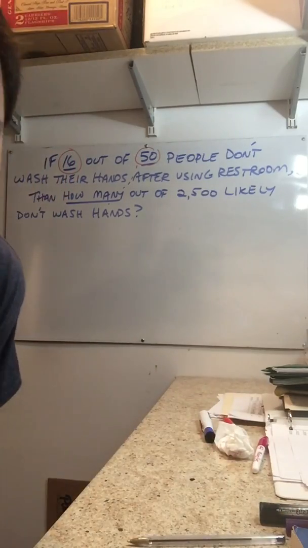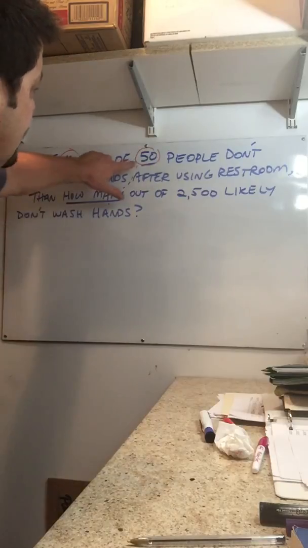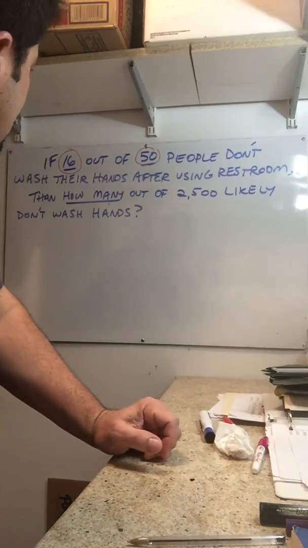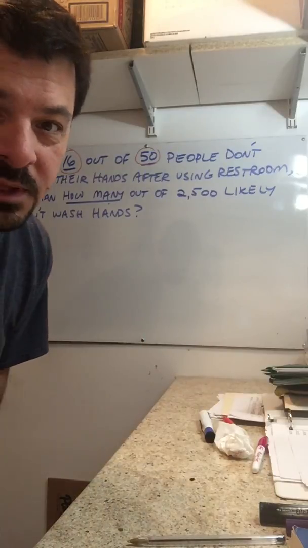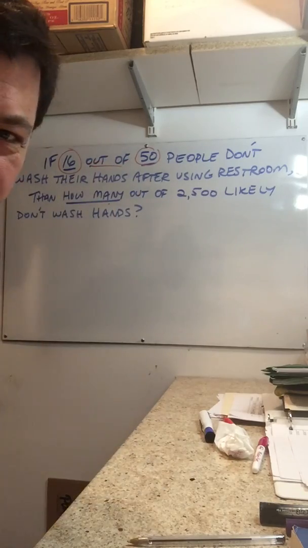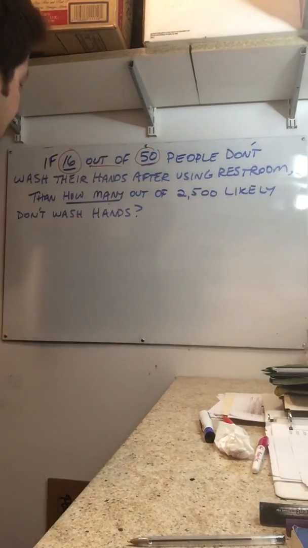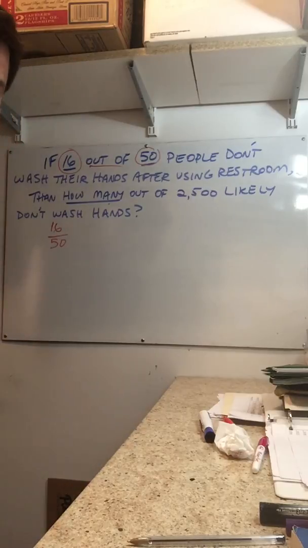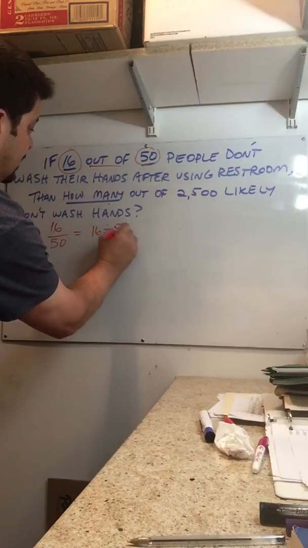So, this is pretty gross, but if 16 out of 50 people don't wash their hands after using the restroom, then how many out of 2,500 likely don't wash their hands? Just an odd problem, but let's do this. I say 16 out of 50. When you see this "out of" thing, it should immediately tell you I need to do some division. So 16 out of 50. Let's put 16 up here at the top. You can also express this as 16 divided by 50.